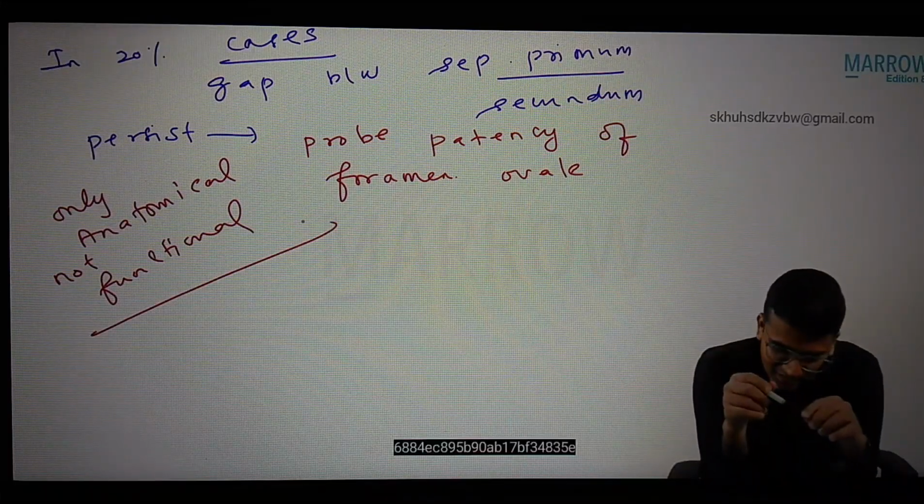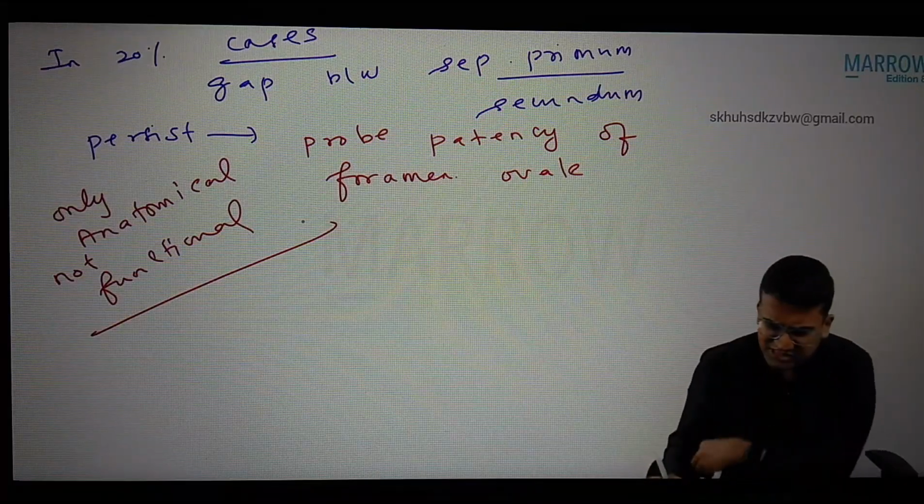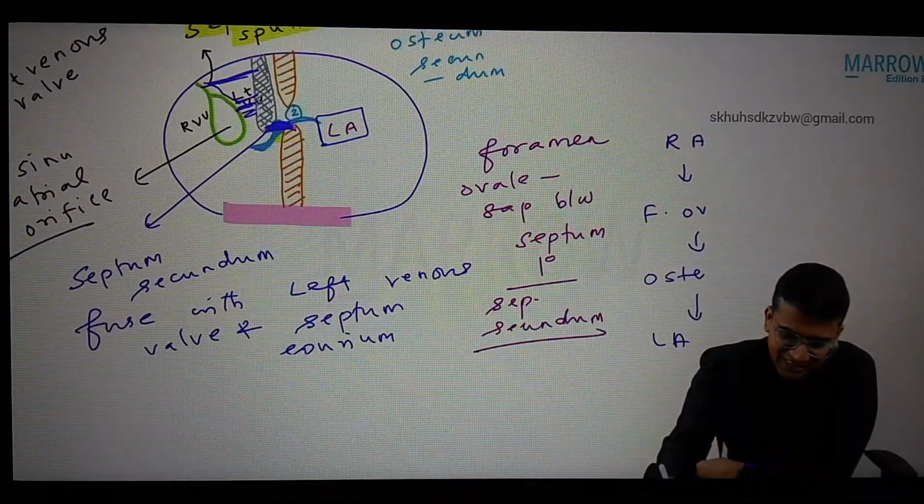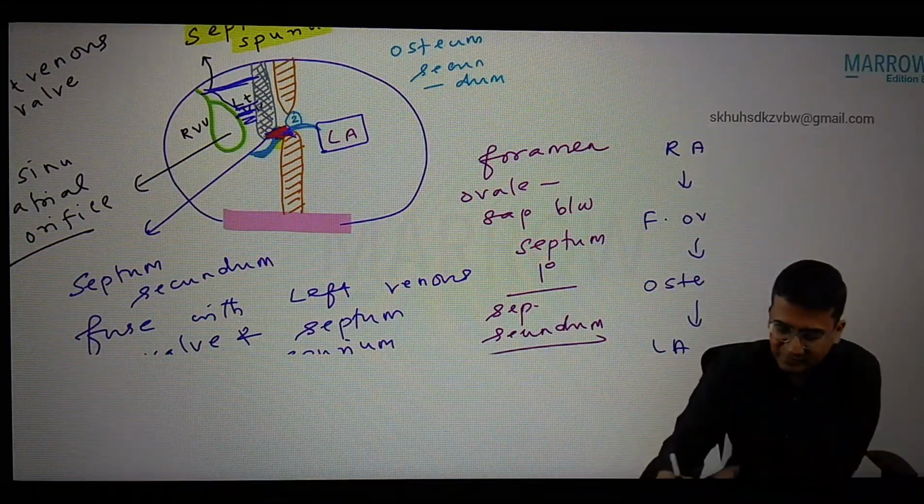This is only anatomical presence, not a functional one. Okay, right. So this is about the interatrial septum formation. By this closure, we have one septum formed between the left atrium and the right atrium.